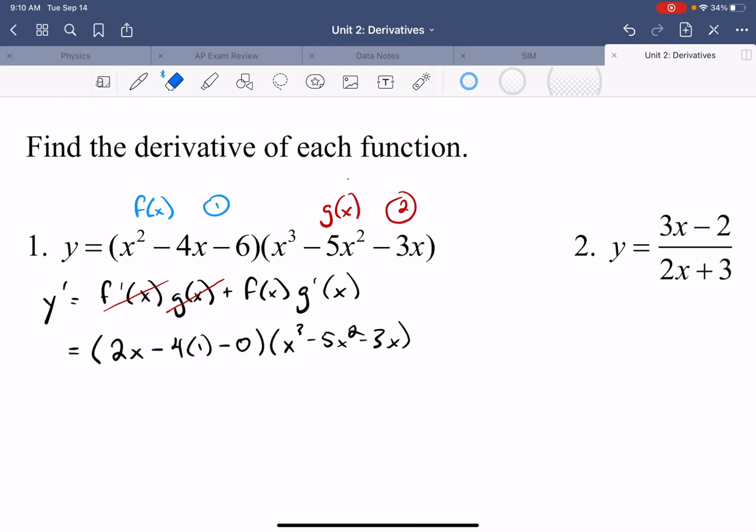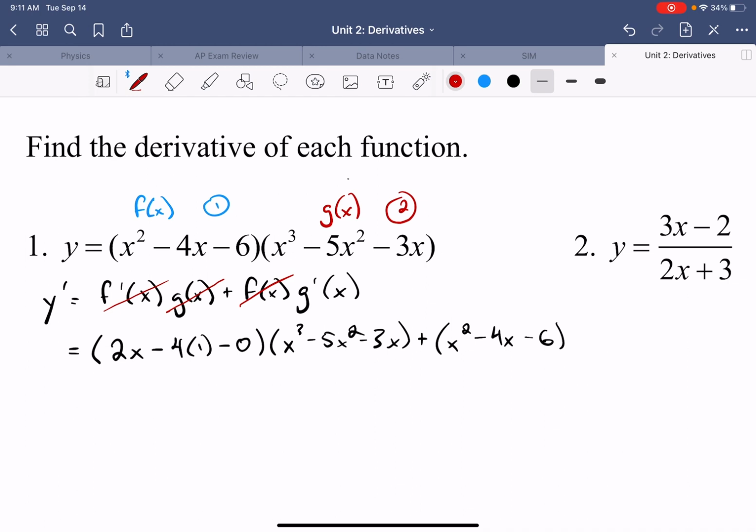So then the product rule says I now have to add. So I add between these. And then I'm going to do f of x times g prime of x. So f of x, I just have to copy and paste f of x. So f of x was x squared minus 4x minus 6. So that's f of x done.